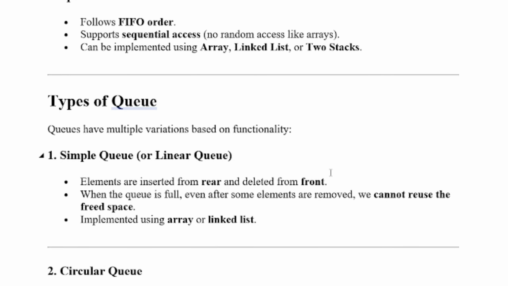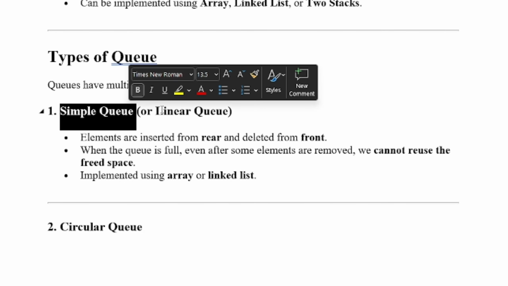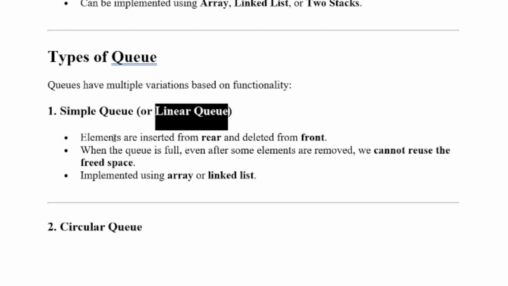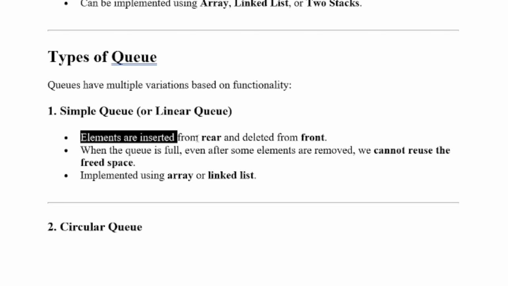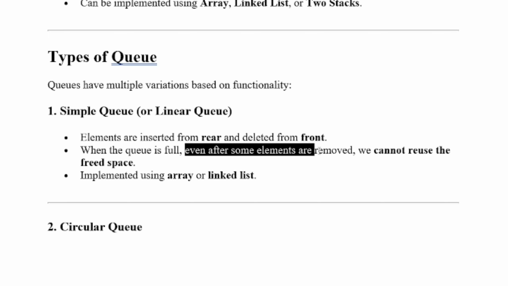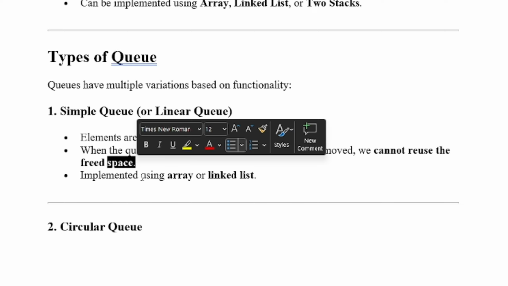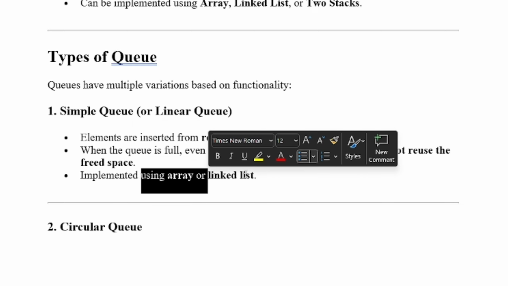Now we will discuss the types of queue. First is a simple queue, or you can say a linear queue. It means elements are inserted from the rear and deleted from the front. When the queue is full, even after some elements are removed, we cannot reuse the free space. It is implemented using an array or linked list.